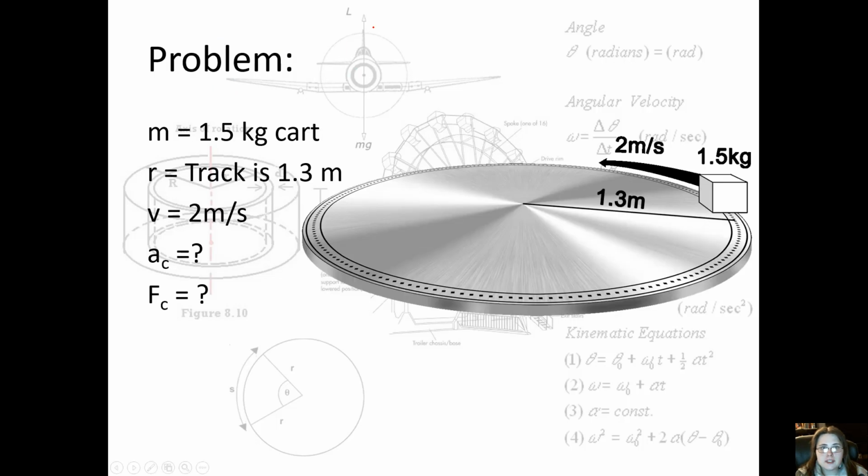So here's just a quick sample problem. What is the centripetal acceleration of the 1.5 kilogram cart on a track that is 1.3 meters in radius and has a 2 meters per second velocity going around?